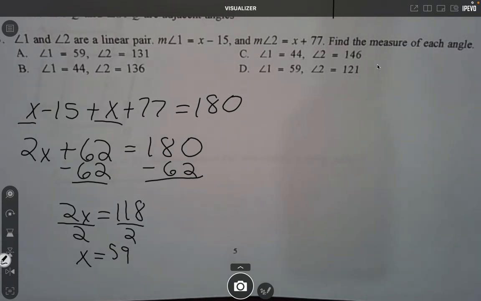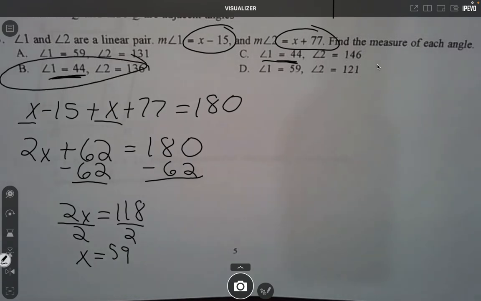That's right. It didn't say solve for x. Look at your answer choices. None of those say x equals. Let me go back and see what it says. Find the measure of each angle. So instead of writing x minus 15, I write 59 minus 15. What is that? 44. Okay, and then for the other angle, 59 plus 77 is 136. So your answer was B.